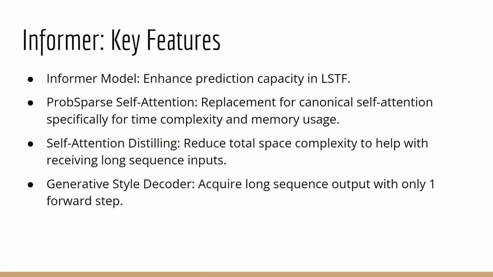Lastly, they proposed a generative style decoder. This has only one forward step in order to acquire a long sequence input, which avoids cumulative error during the inference phase.